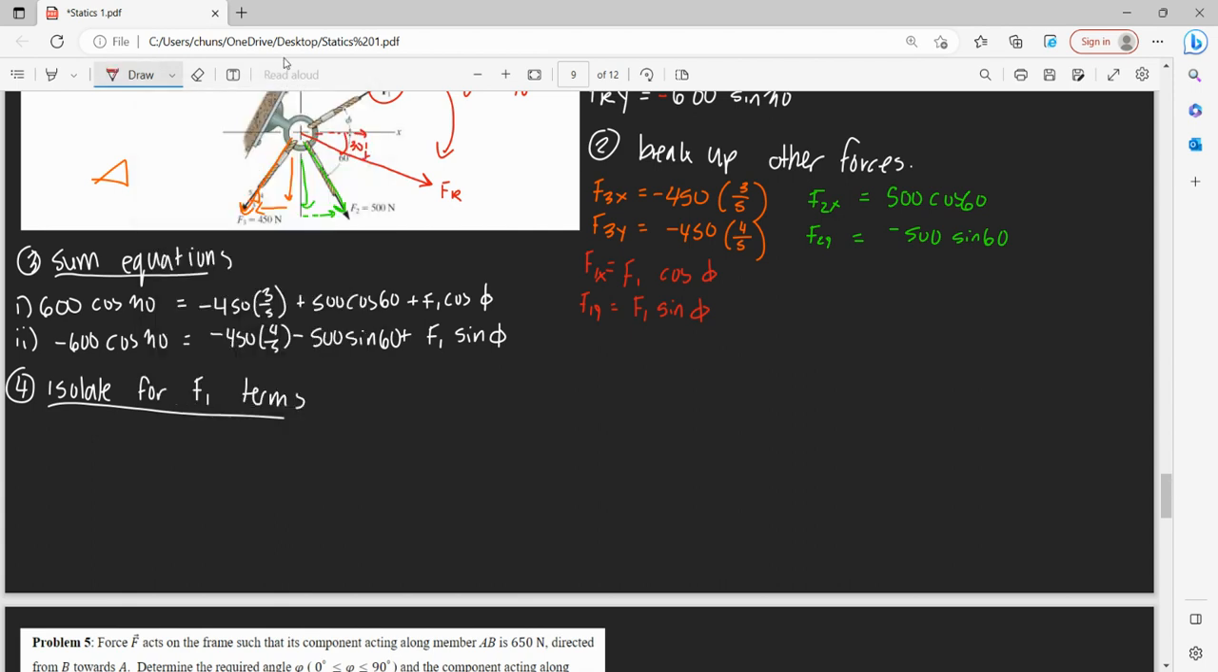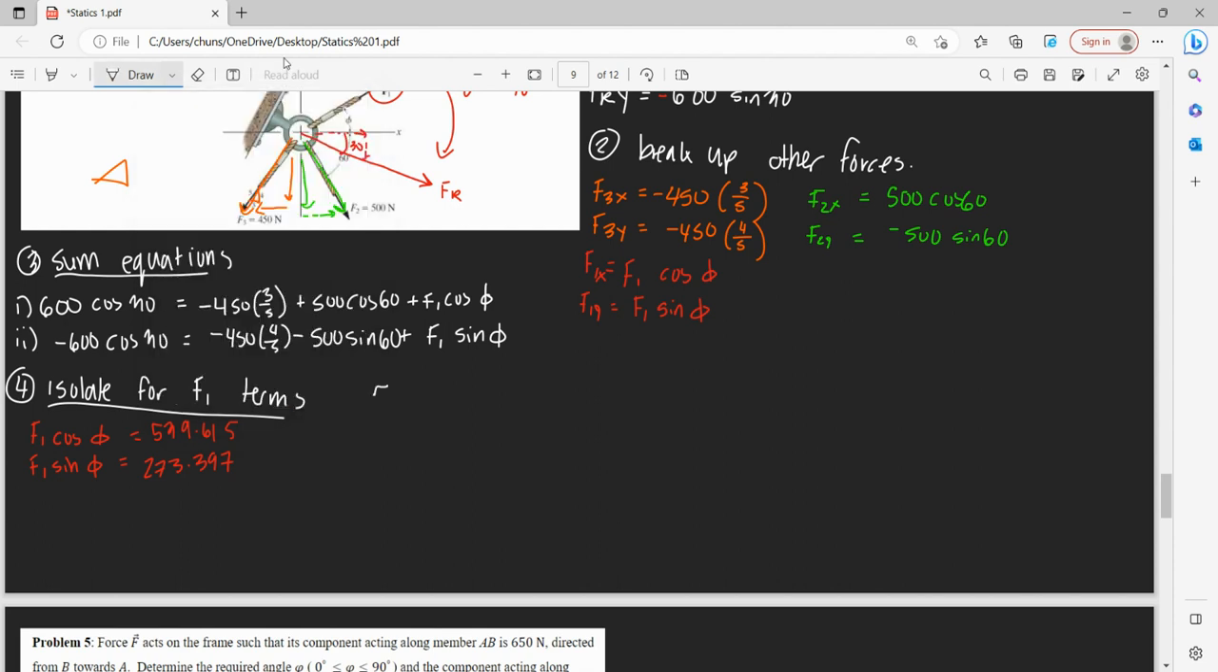So that will give us, for our x direction, F1 cos phi equal to 539.615, then F1 sine phi equal to, so negative 600 sine 30 plus 455 plus 500 sine 60, and this is 273.397.